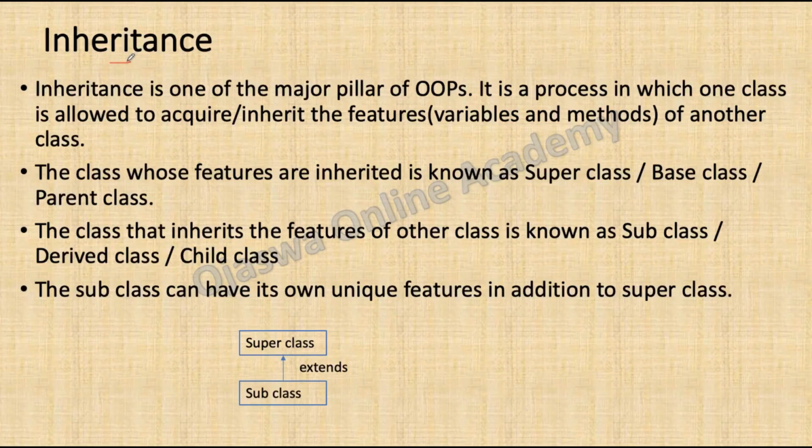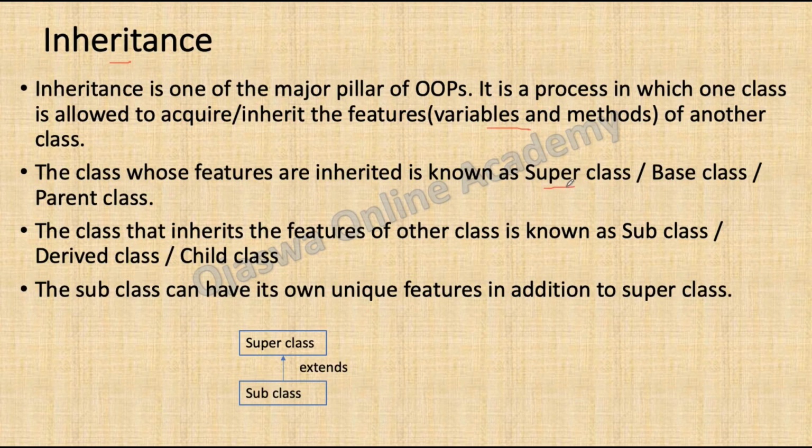What is inheritance? Inheritance is one of the major pillars of object-oriented programming. It is a process in which one class is allowed to acquire or inherit the features of another class.